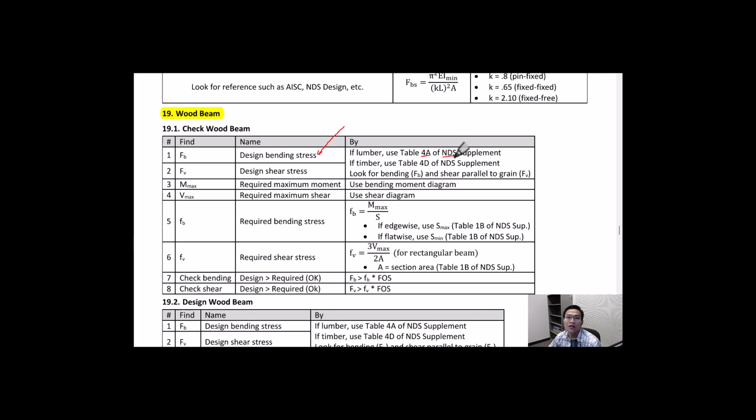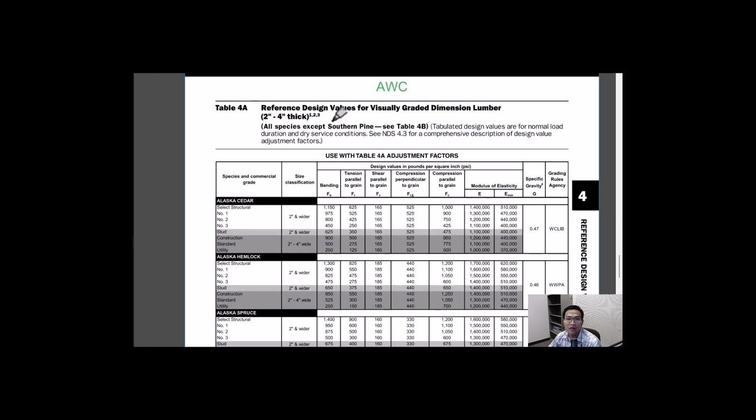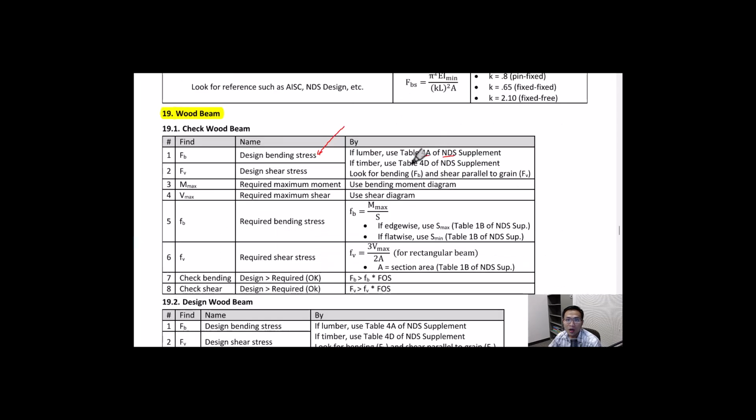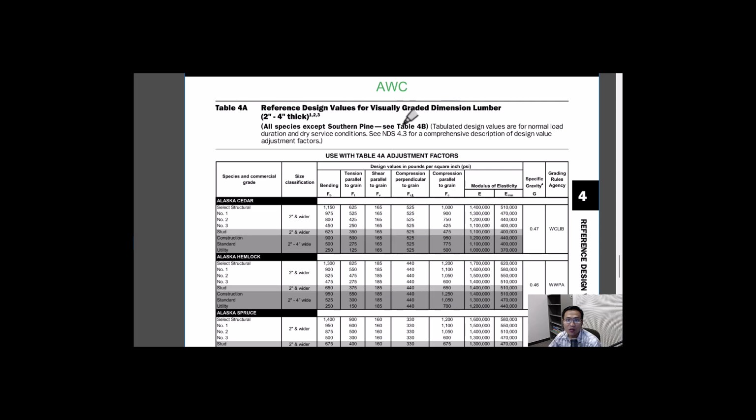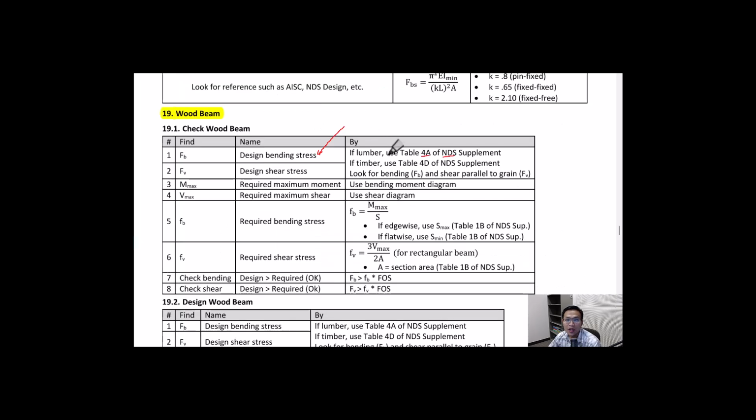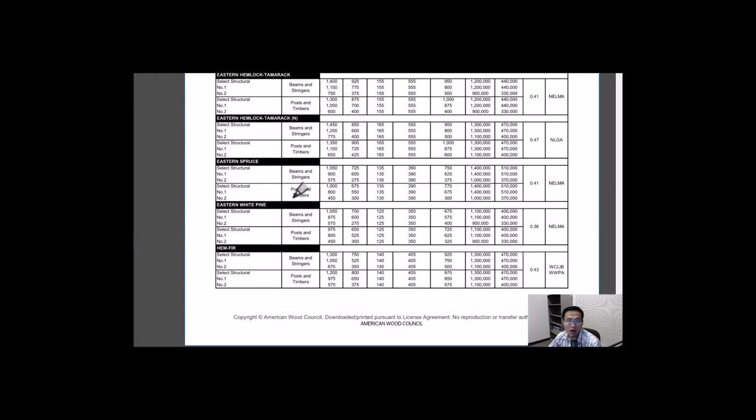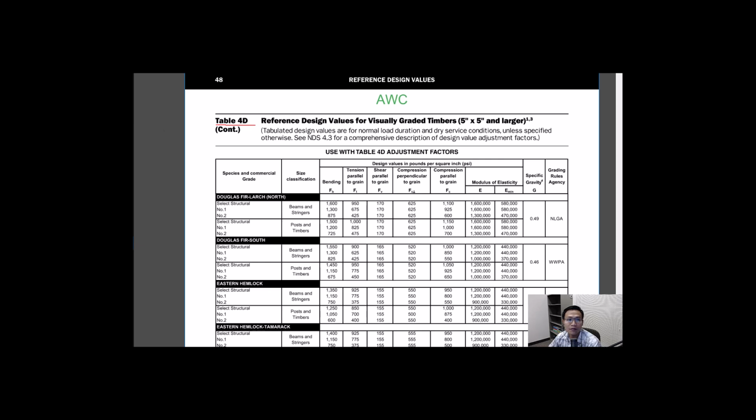or the AWC, this reference, American Wood Council reference. If you have lumber, then you check Table 4A, because Table 4A is for lumber, that is 2 to 4 inches thickness. If you have timber, then you need to check Table 4D. 4D is on the bottom over here, 4D.